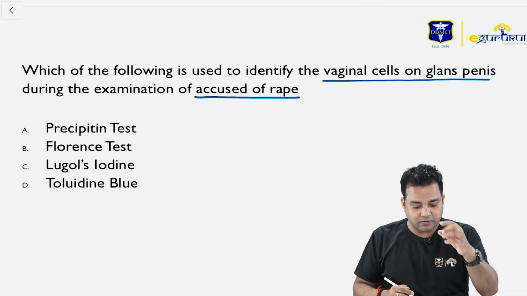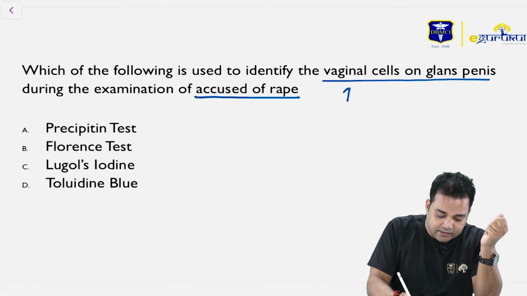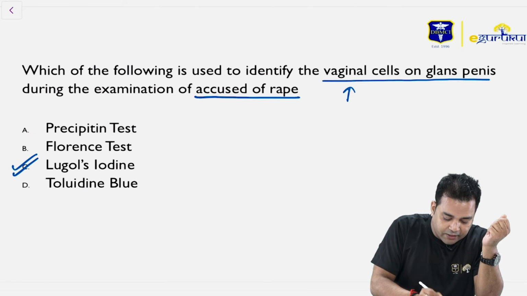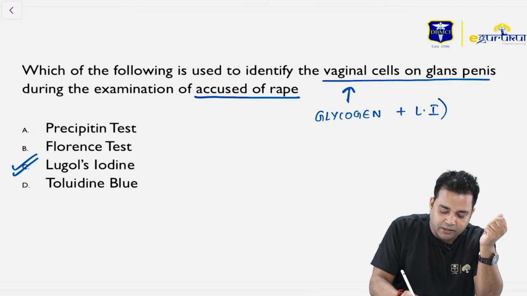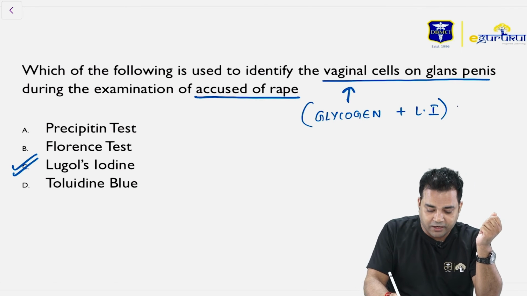So which test will help you to detect these vaginal cells? The answer is Lugol's iodine test, because these female vaginal epithelial cells are rich in glycogen, and this glycogen is a starchy substance. When it combines with Lugol's iodine, we get a brown color change and we see the test to be positive.